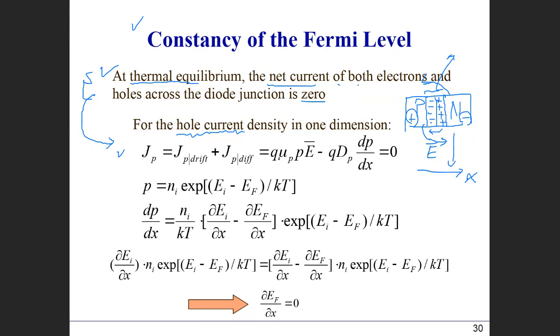Okay. Now, the total hole current is going to be J_P. This represents the total hole current, with one part coming from the drift current and another coming from the diffusion current. When you look at the drift current, as I mentioned, the origin of the drift current is the electric field. So in other words, as you remember, if you have, for example, an electron.